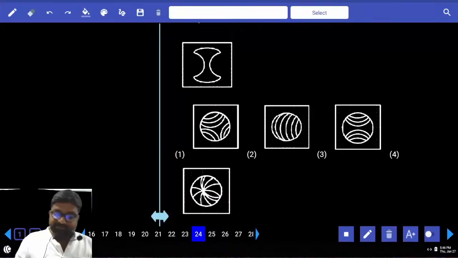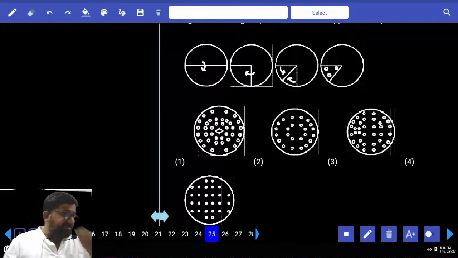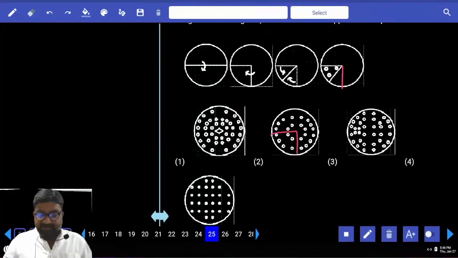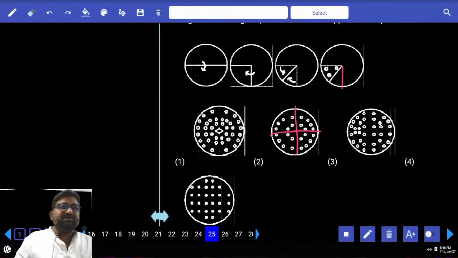24. Come on. Third option. 25 is the second option. Clear? Because this is what I get. I'll have 3 here. So in each quarter, how many? 6. And on the other side, 6. Above 6. Left hand side also 6.